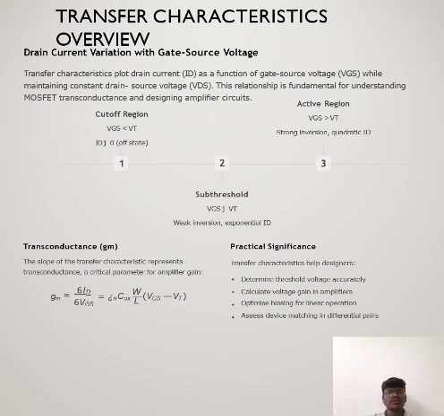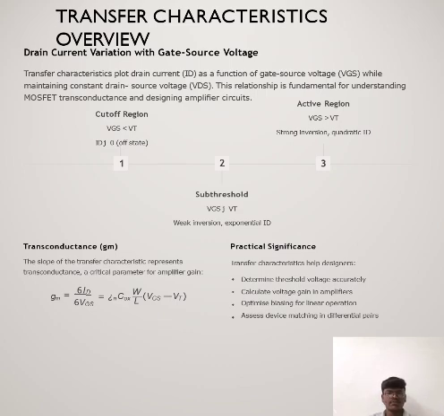Transfer characteristics overview. Drain current variation with gate source voltage. Transfer characteristics plot drain current ID as a function of gate source voltage VGS while maintaining constant drain source voltage VDS. This relation is fundamental for understanding MOSFET transconductance and designing amplifier circuits. Cutoff region: VGS less than VT. Active region: VGS greater than VT.